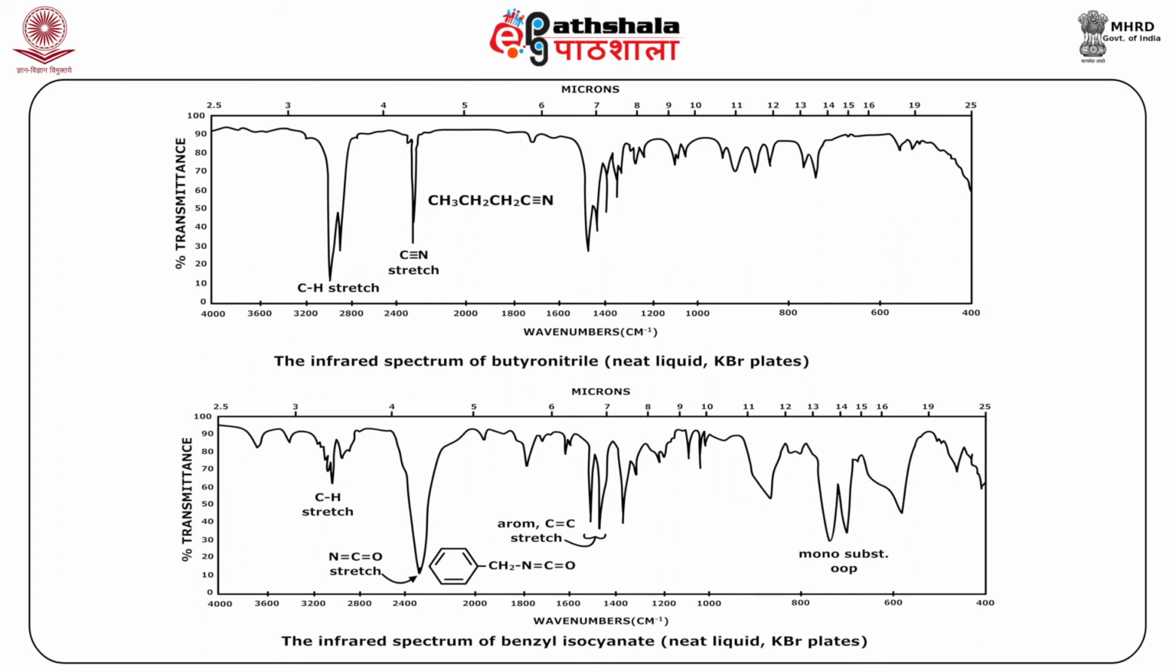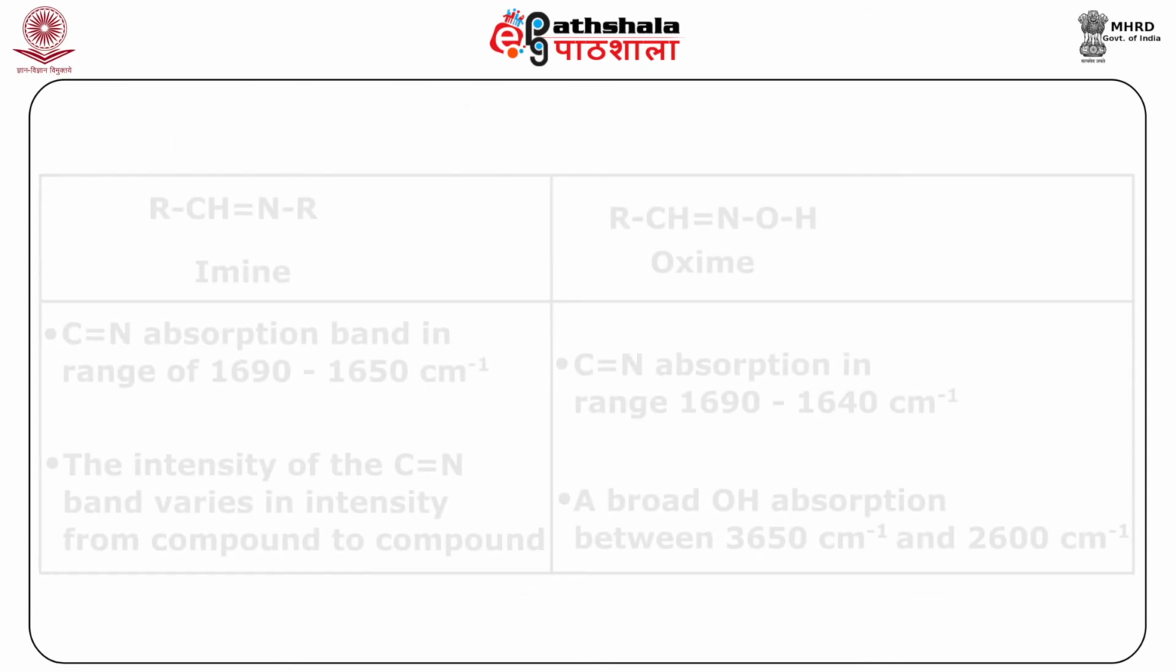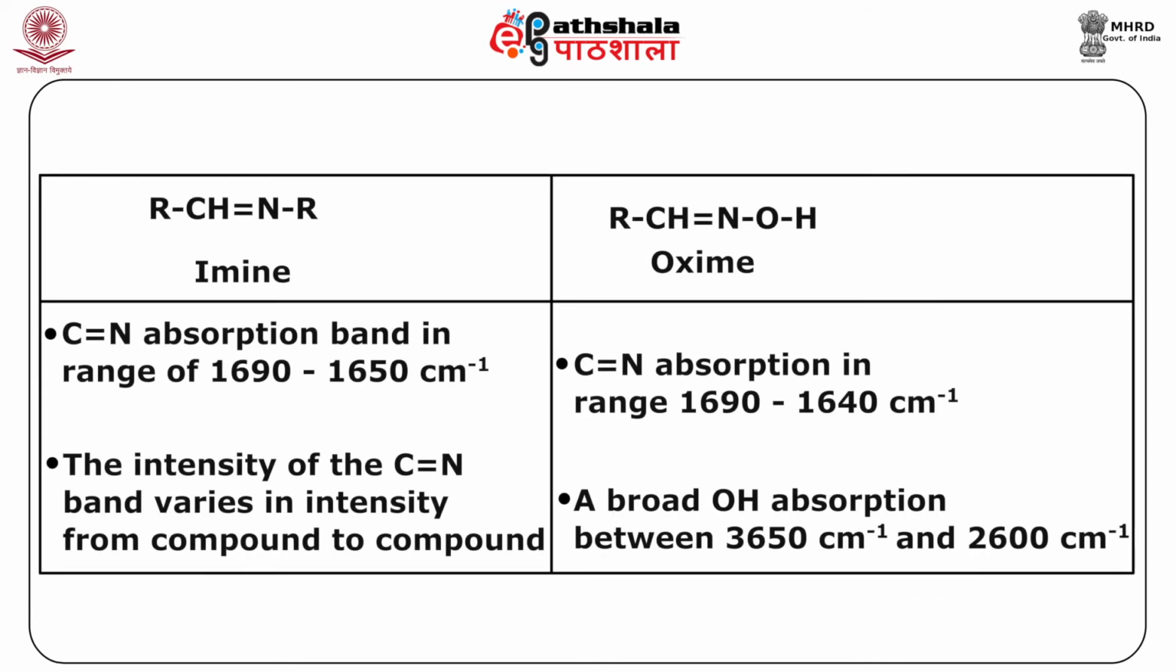However, isocyanates also give an sp hybridized carbon atom, that is R-N=C=O, and hence give an absorption band in the region of about 2270 cm⁻¹, and these bands are broad and intense. An imine, that is RCH=NR, gives a C=N absorption band in the region of 1690 to 1650 cm⁻¹. The intensity of the C=N band varies from compound to compound.